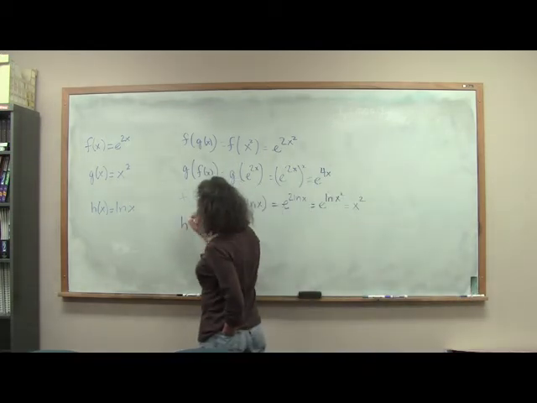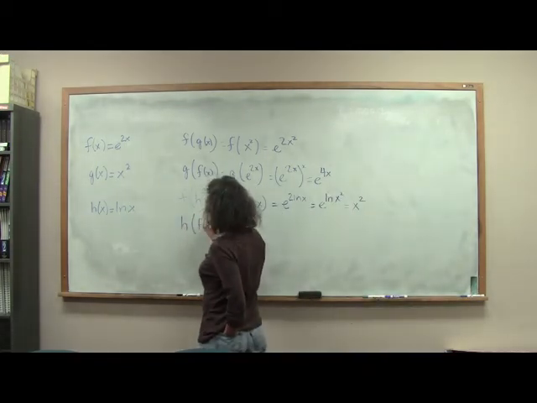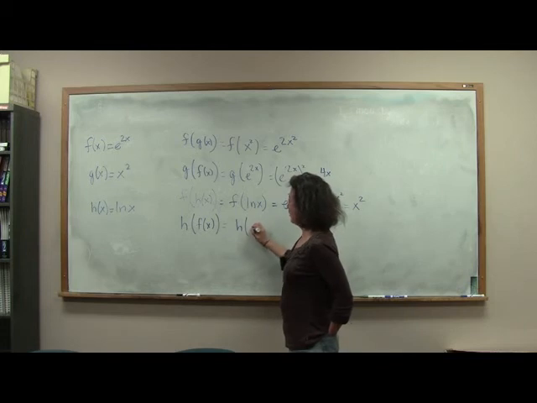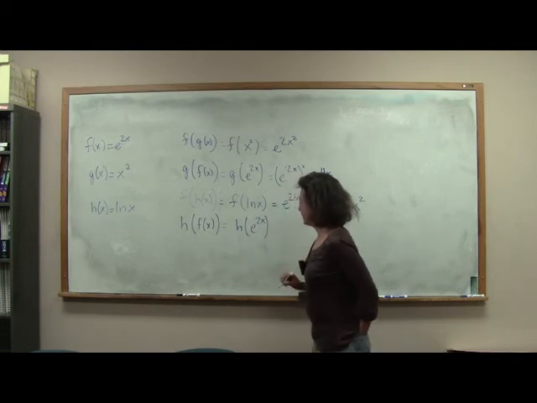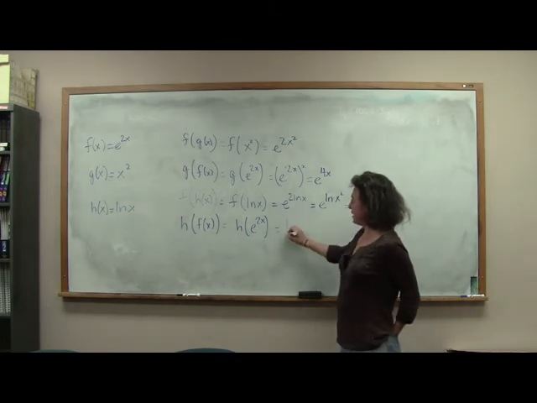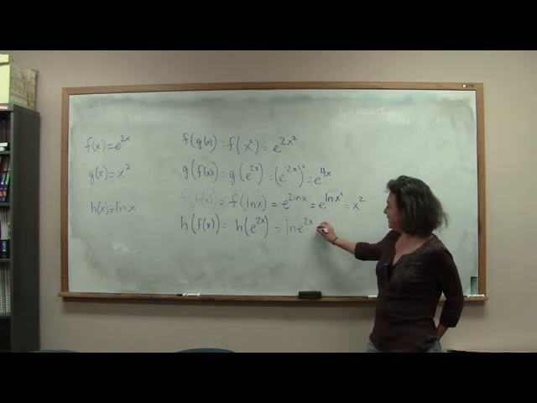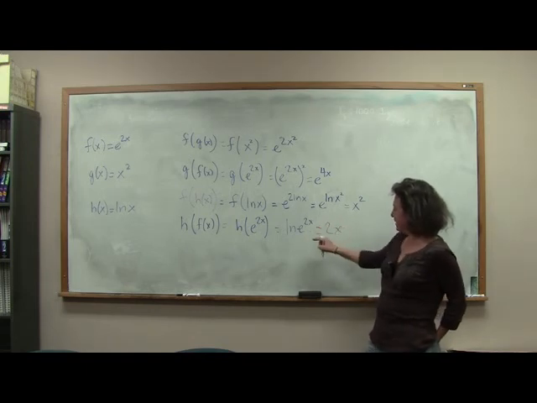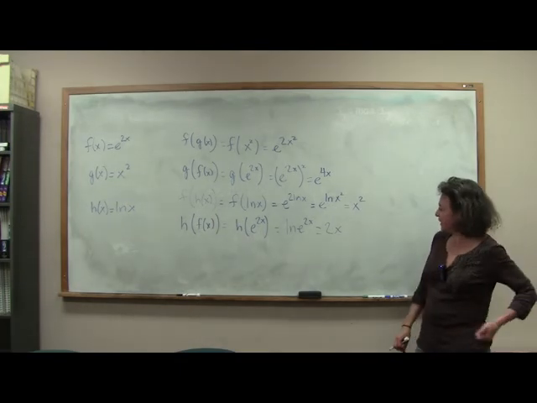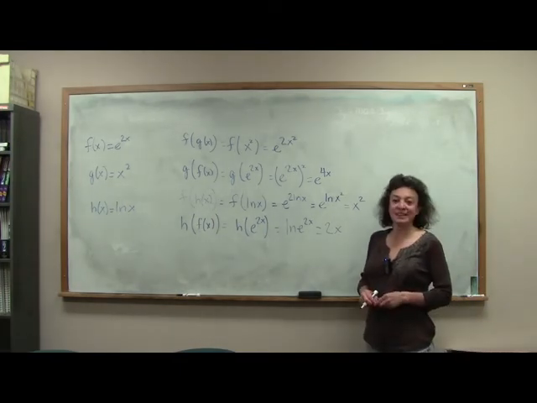And last but not least, with our composition here, let's do h of f of x. So now we're going to do h of e to the 2x power. So I plug that in for x, so I have the natural log of e to the 2x. And again, these guys are inverses, so they cancel each other out, and you're left with your exponent of 2x.